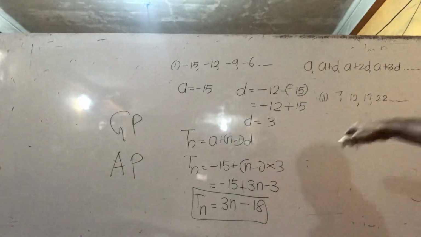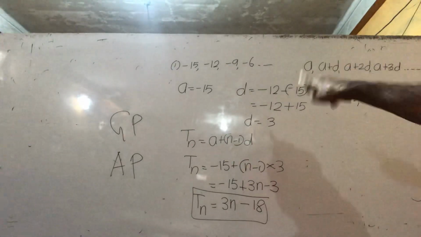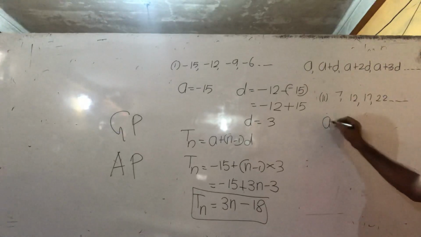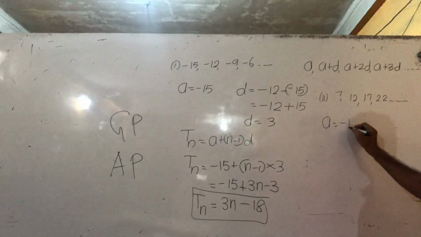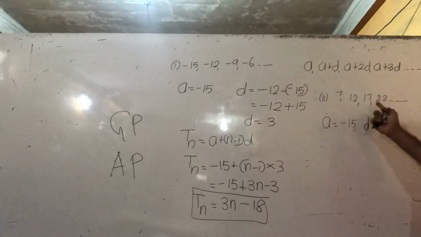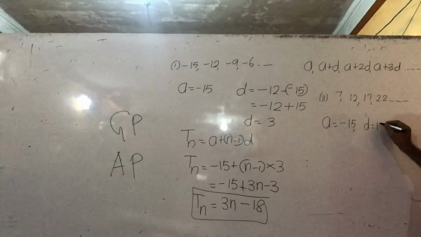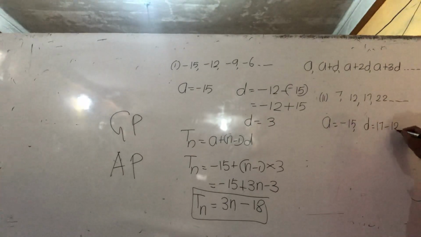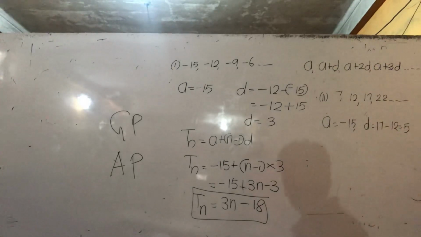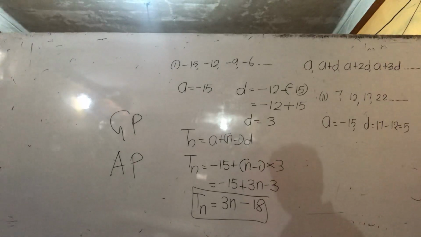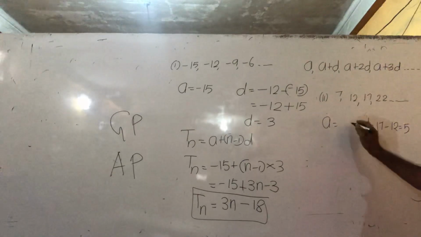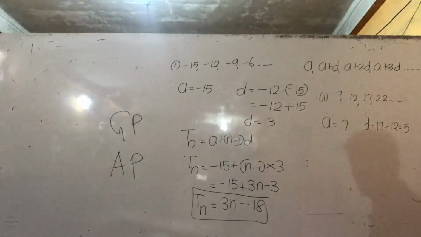So for the same method, write the A answer, write the common difference answer. What is A? Minus 15. What is D? Take any term, subtract the previous. If I take 17, subtract 12, that is 5. Okay, common difference 5. First term is minus 15. I mistook here, it's 7. First term is 7. There is no minus 15.